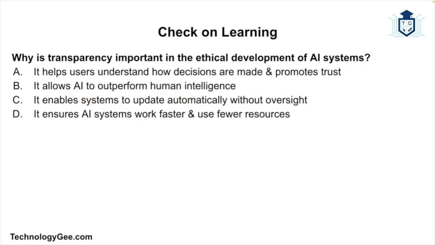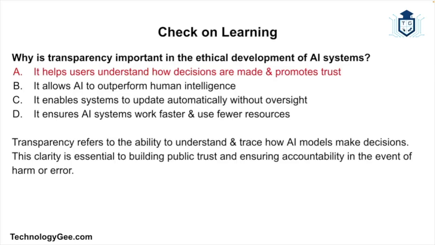Why is transparency important in the ethical development of AI systems? Is it that it helps users understand how decisions are made and promotes trust? Is it that it allows AI to outperform human intelligence? Is it that it enables systems to update automatically without oversight? Or is it that it ensures AI systems work faster and use fewer resources? And the correct answer is it helps users understand how decisions are made and promotes trust.